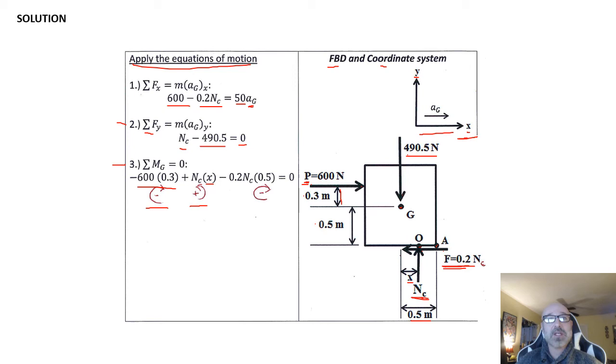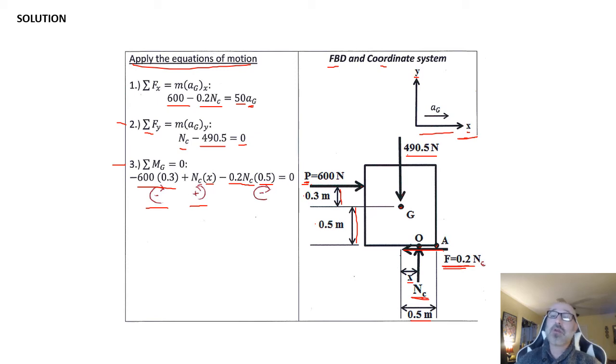And lastly, I have one more force that's going to contribute to my moment about G, and that is this frictional force right here. We can see that is going to be this frictional force times this distance of 0.5. Again, I do my right hand rule, that's going into the board, so it's going to be negative for my frictional force, which is 0.2 N_C times that distance of 0.5. So this gives me my third equation from my summation of moments, where again my unknowns in here are my N sub C and my x.